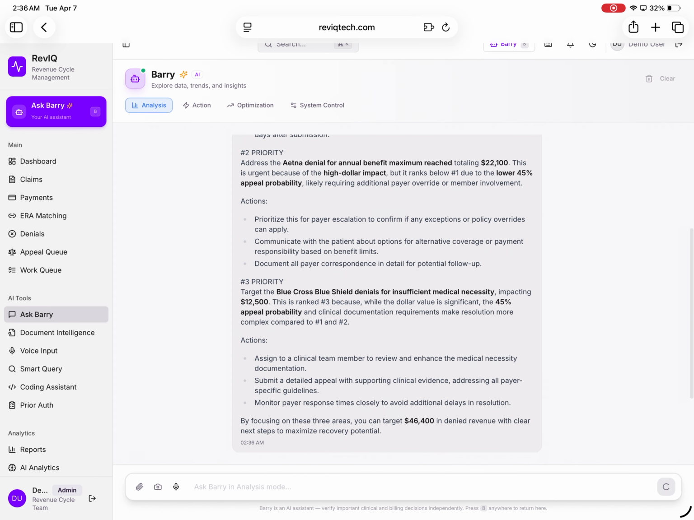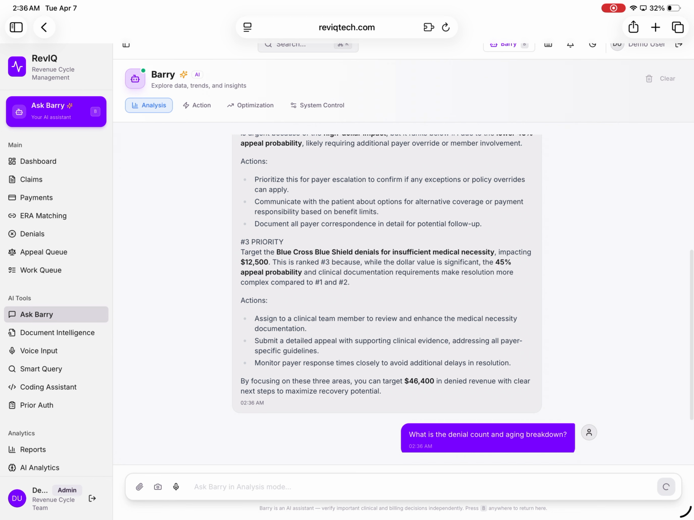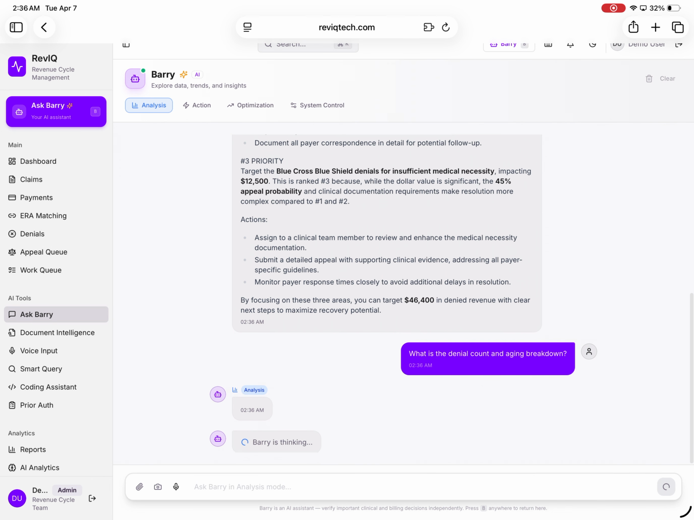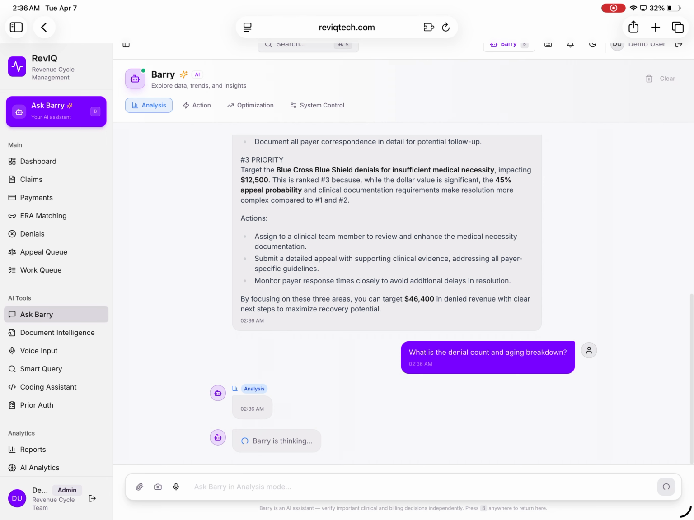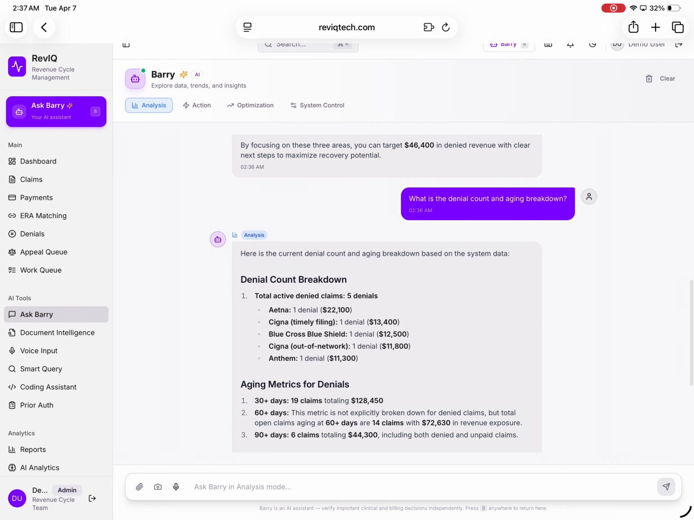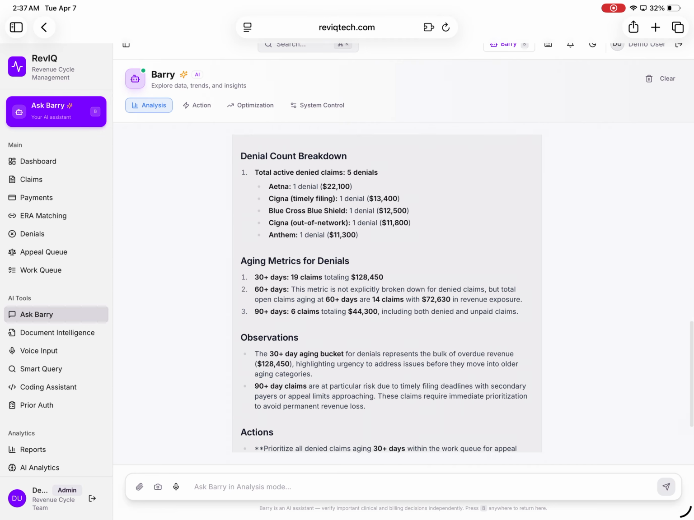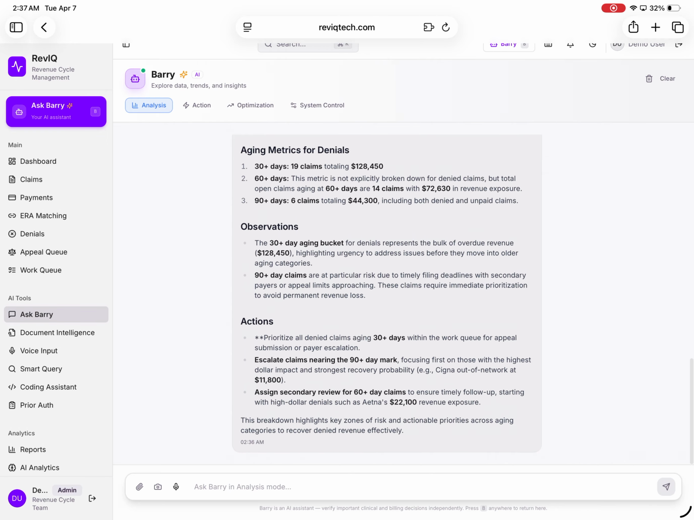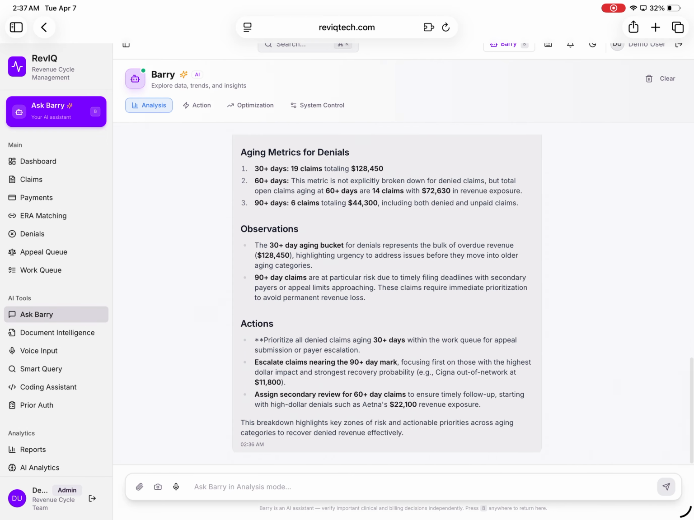What is the denial count and aging breakdown? We're looking at $128,450 here. Now the number hasn't changed, but the perspective has. Now we're isolating what's already aging. 30 days, 60 days, 90 days. This is where recovery starts getting harder. Same dollars, but now you can see what's actually at risk. This is where things start slipping if nothing gets done.